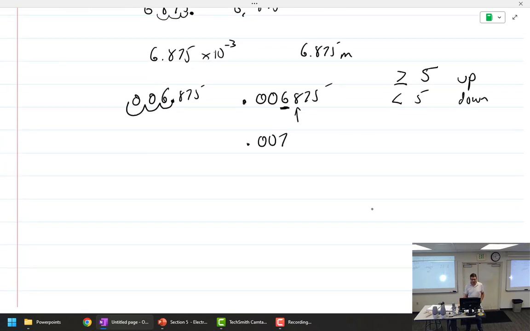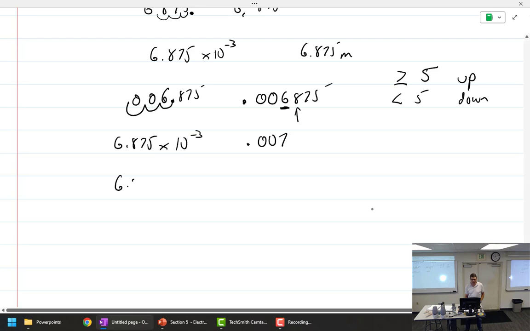However, if I wrote 6.875 times 10 to the negative third, or I wrote 6.875 milli, and I rounded to three decimal places, what would my number be? If I rounded to three decimal places, I would end up with 6.875. So do you see why it's difficult for me to answer where do you round? I don't know if you're using prefix numbers, scientific notation, or if you're just writing it out. So I guess I could say six decimal places, but then that would get confusing.